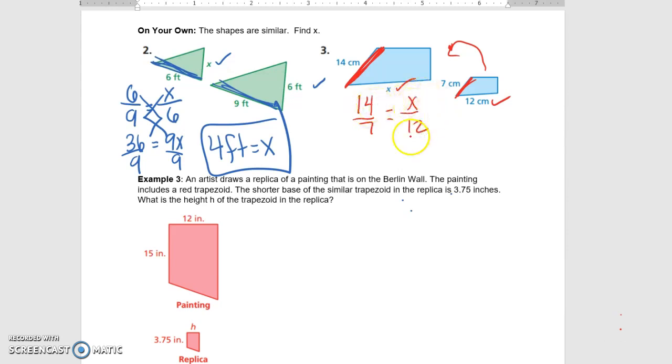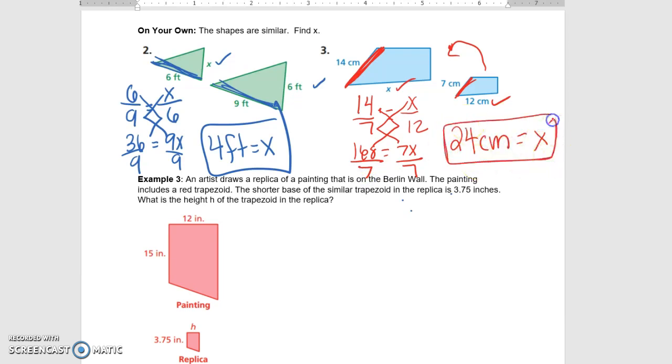So remember, we got to stay consistent with having the same shape on top. So then you have 14 times 12, which should have given you 168. X times 7, which is 7x. Divide each side by 7. And you should get 24 centimeters equals x. I know I kind of went through that fast. I think the hardest part is setting up the fractions because I know you guys have already done cross multiplying before. So that's how you do those.